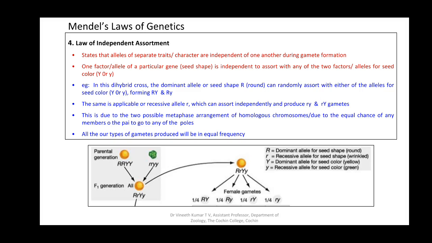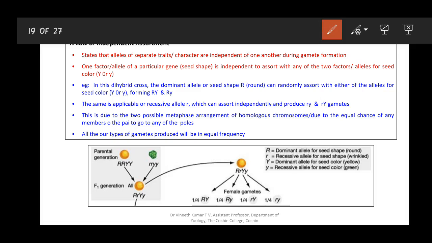The example is illustrated here. In the dihybrid cross, the dominant allele for seed shape, which is capital R, can randomly assort with either capital Y or small y, forming the gametes capital R capital Y, and capital R small y. The same is applicable with the recessive allele, which will give you small r small y, and small r capital Y gametes. This is how we get 4 gametes from your F1 heterozygote.